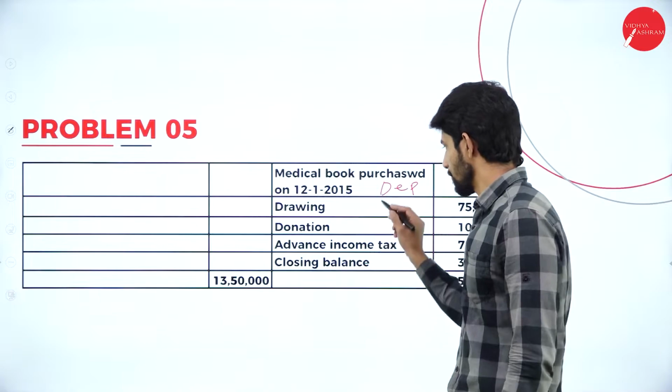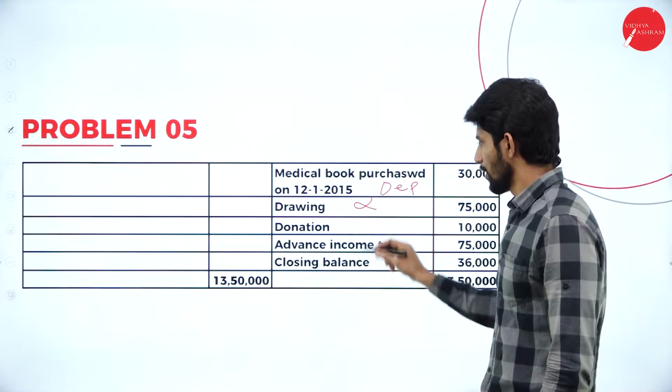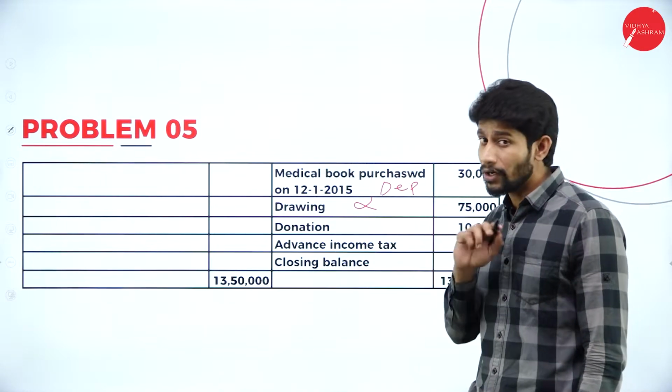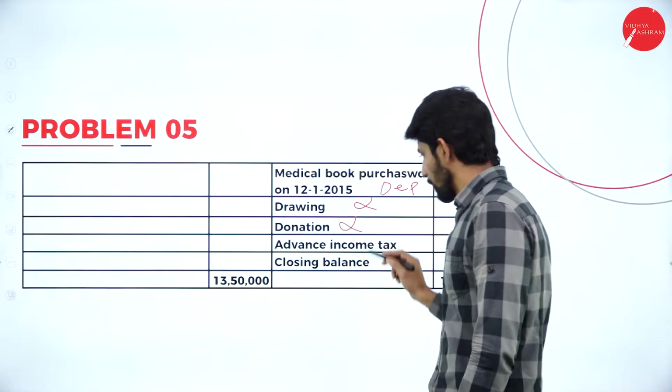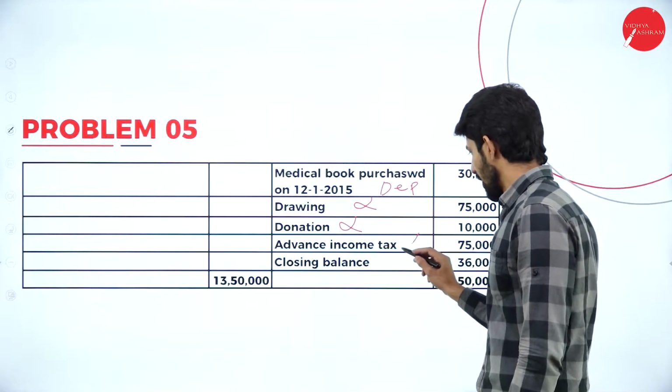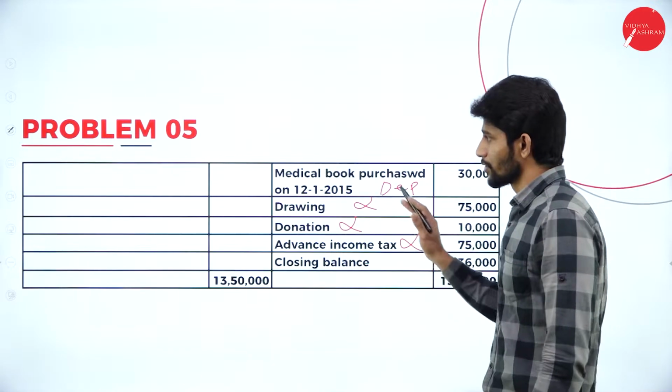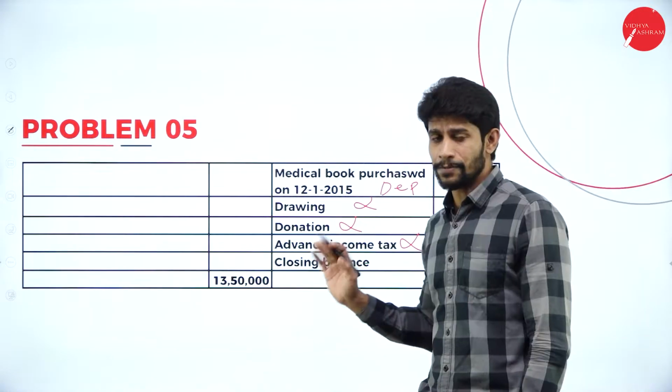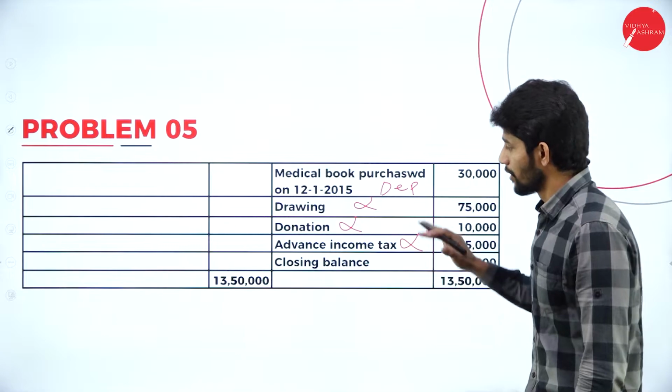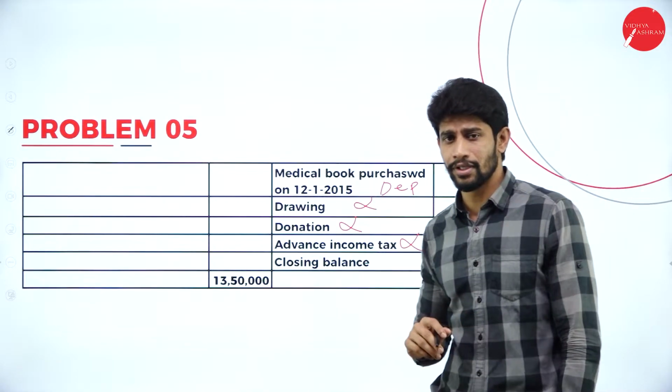Next, drawings, that means personal, not relating to profession. Donation, it is a deduction but not an expenditure. So, not a professional expenditure. Advance income tax, not a professional expenditure. So, that's it with respect to the income and expenditure statement. By using this, we are supposed to solve the problem.